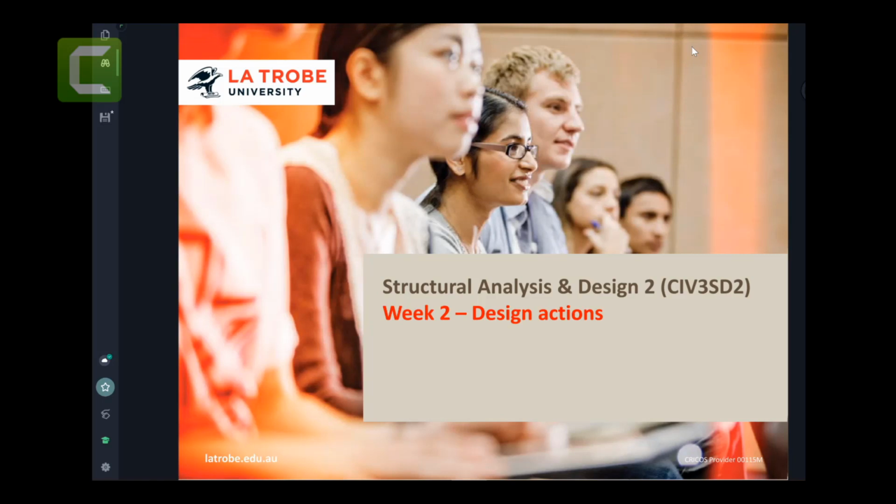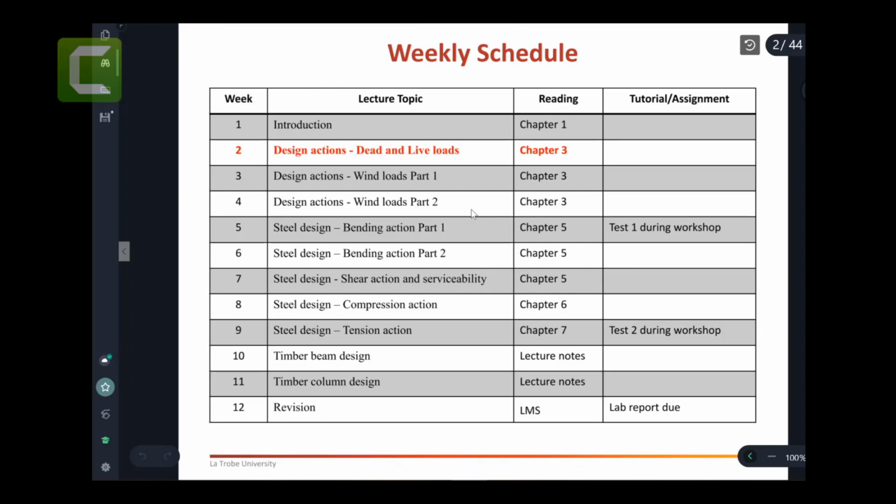The second component, designing steel members. Then the third one, designing timber members. So these are the main 3 components you are intended to learn. So we are here at the second week, dead and live load.